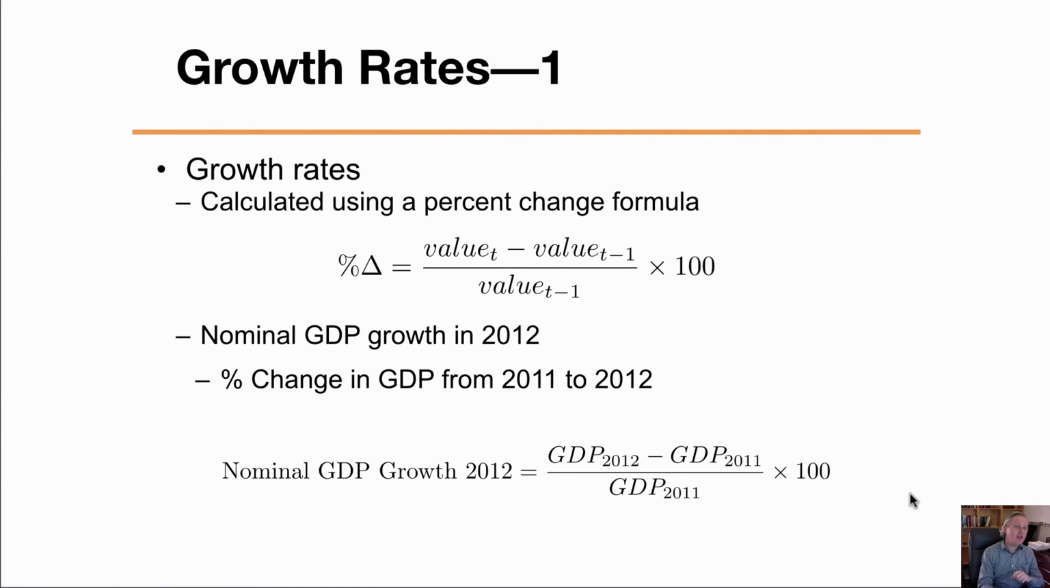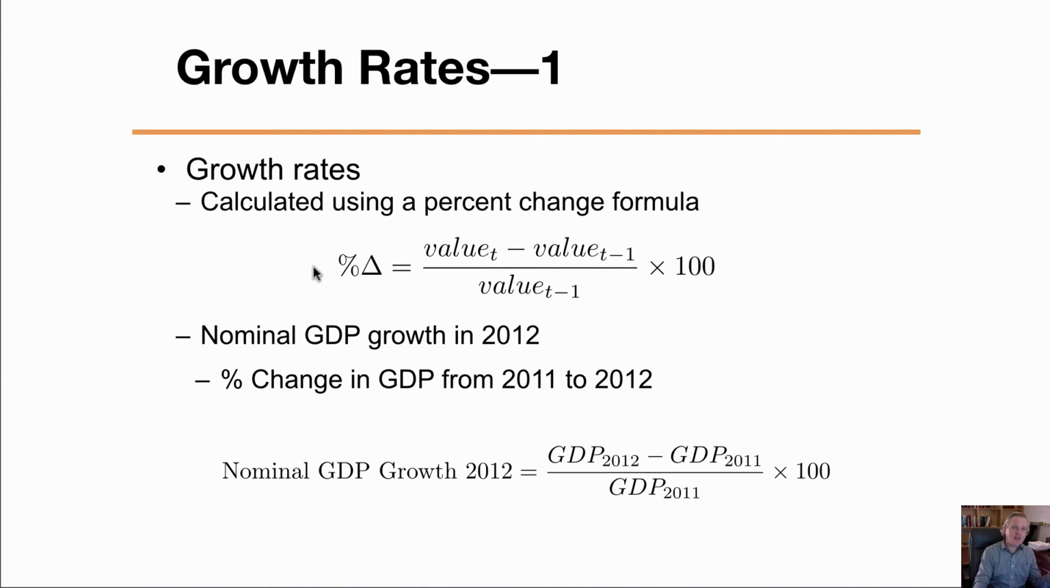So we can calculate growth rates of GDP using this simple formula. This is just a percent change formula really. There's nothing special about it. You do the second value minus the first value, or the value at time t minus the value at t minus 1. That's why I called it the first value. So this is the first value, this is the second value, divided by the first value times 100. That gives you a percent change.